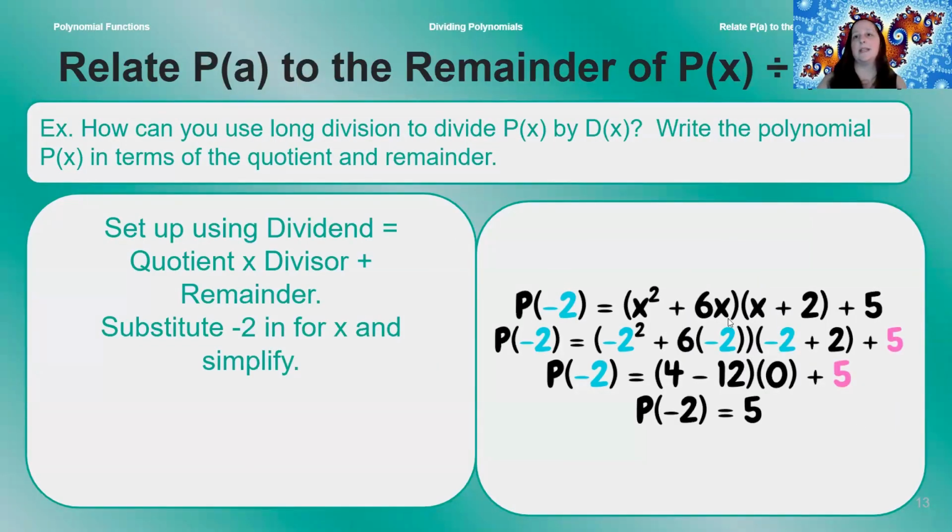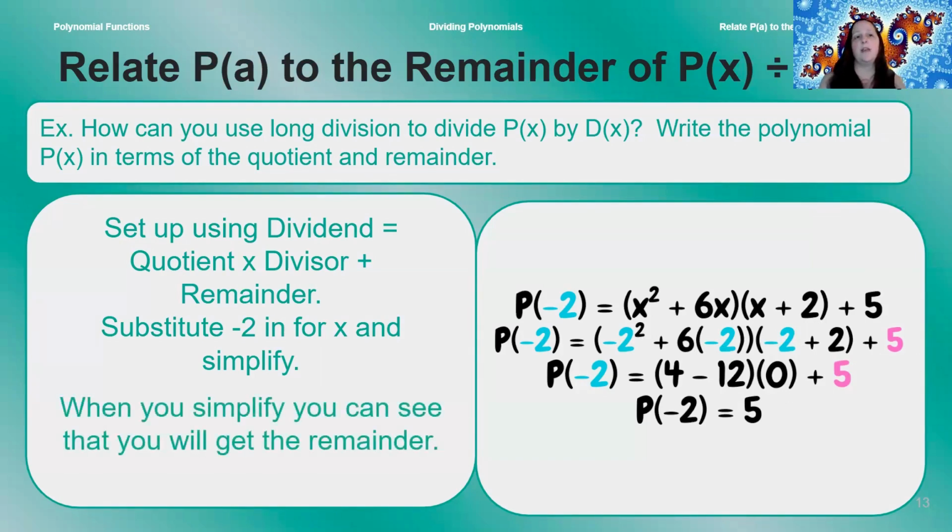So x squared plus 6x times x plus 2, the number I divided by, plus 5, my remainder. So negative 2 squared plus 6 times negative 2 times negative 2 plus 2, plus 5. Well, negative 2 plus 2 gives me 0. Negative 2 squared gives me 4, and 6 times negative 2 gives me negative 12. 4 minus 12 is negative 8, but anything times 0 is 0. So I'm left with that 5. So p of negative 2 gives me 5.